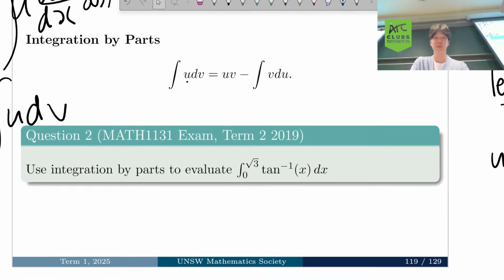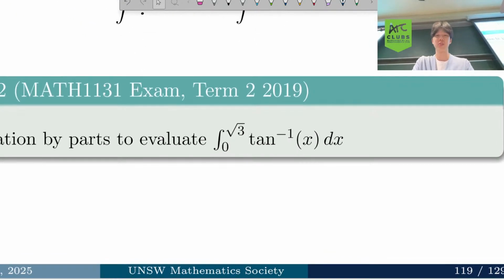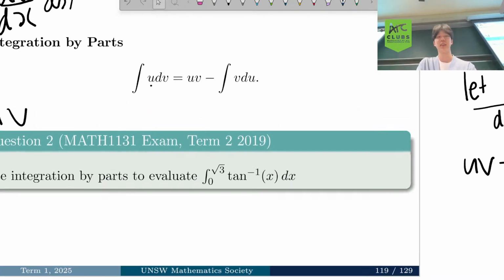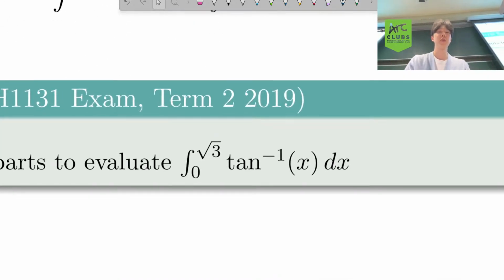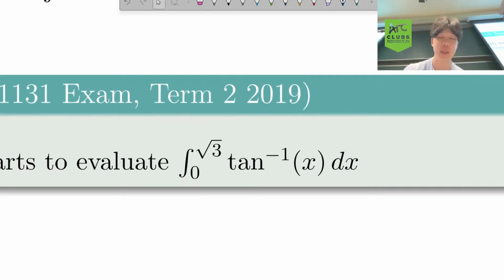We have to use integration by parts to evaluate the integral from 0 to root 3 of inverse tan of x. It looks like we have a problem because I said earlier, if we want to use by parts, it has to be a product of two different things. However here, we just have inverse tan of x. But actually, we can treat it as a product because it's actually 1 times the inverse tan of x.